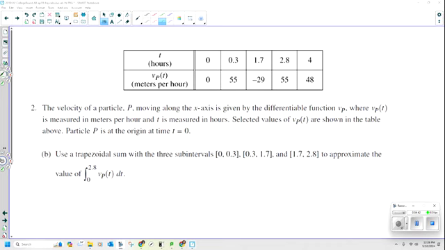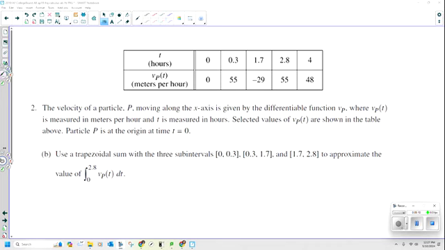2b: use a trapezoidal sum with 3 subintervals, from 0 to 0.3, 0.3 to 1.7, and 1.7 to 2.8, to approximate the value of the integral from 0 to 2.8 of Vp of t dt. No label is needed. We just need a number. Okay, let's establish our 3 subintervals.